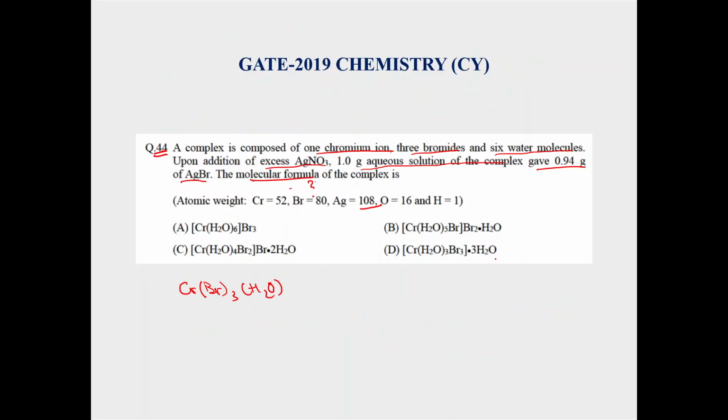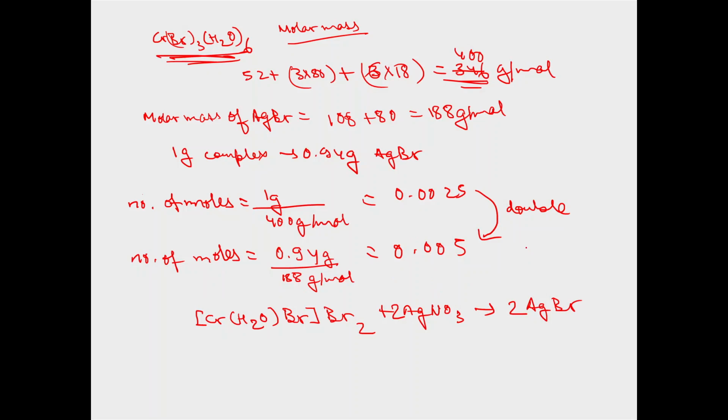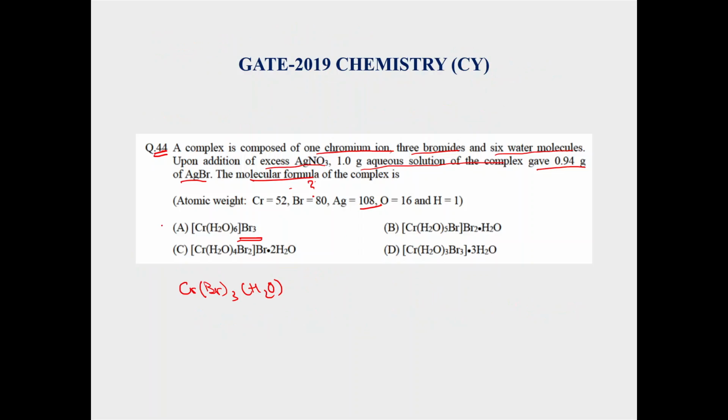Among the given options, in Cr(H2O)6 Br3, all the bromines are outside. If this would have been the molecular formula of the complex, then for 1 mole we should have got 3 moles of AgBr. That is, this value should have been triple. But that is not the case. So option number A is not correct.